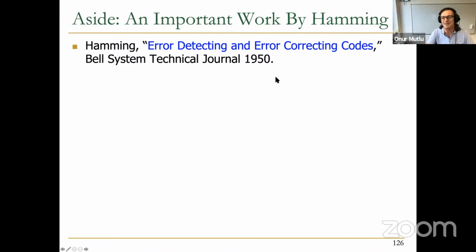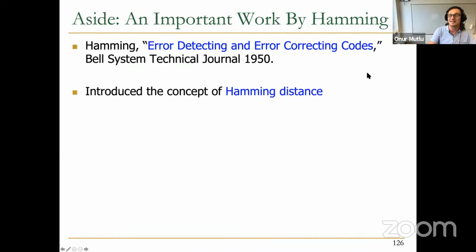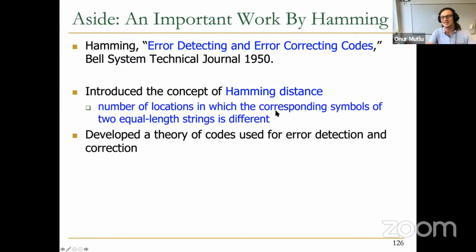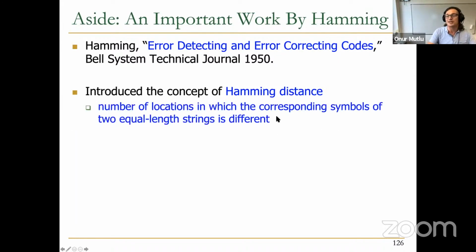Since you're reading about Hamming, I would also recommend some other works by Hamming. This is the work that really started coding theory and error detecting and error correcting codes that Hamming invented. It introduced the concept of Hamming distance. How many people know about Hamming distance? Okay, I see some hands. I will define it right now. I think many people know about it. If you don't, it's easy to learn. Basically, it's the number of locations in which the corresponding symbols of two equal length strings are different. Okay, so hopefully it's easy.